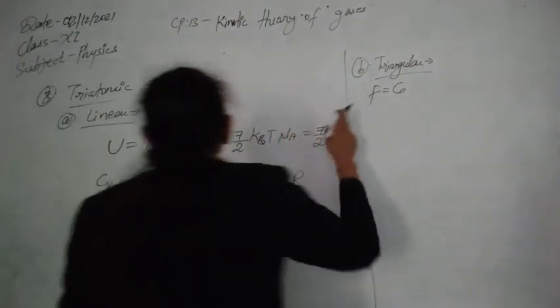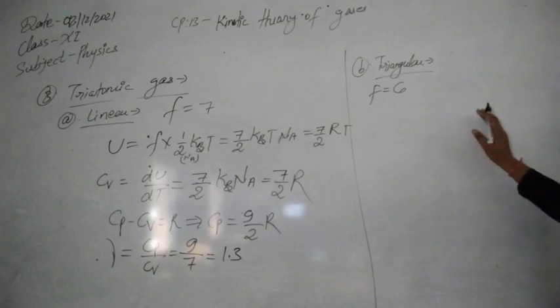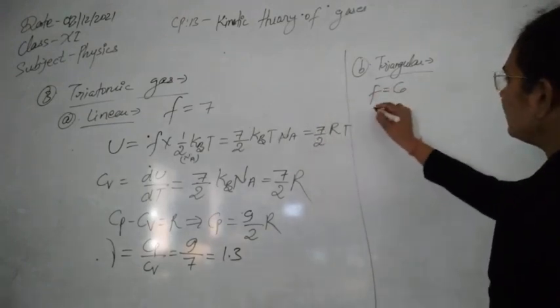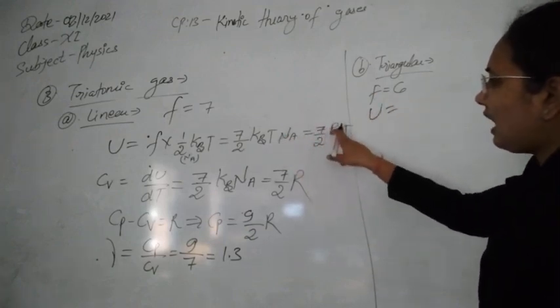Now in the case of the triangular arrangement, let's see what will be the value. For the triangular arrangement, F is equal to 6, so the total internal energy will be equal to F into half RT.